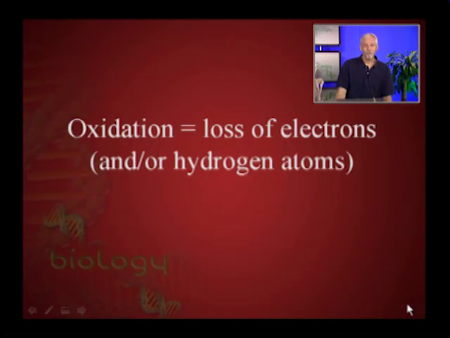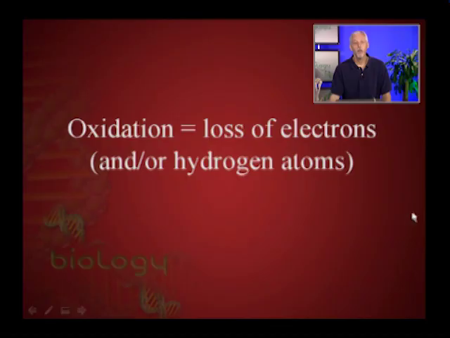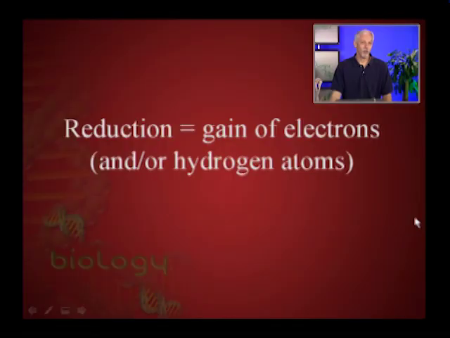All right, so let's begin with oxidation. The term oxidation means a molecule or atom loses electrons. So if a molecule or atom loses electrons, that's oxidation. Also, it's sometimes hard to know whether electrons are being lost, so sometimes we track hydrogens instead of electrons. Now, reduction then would be the gain of electrons.